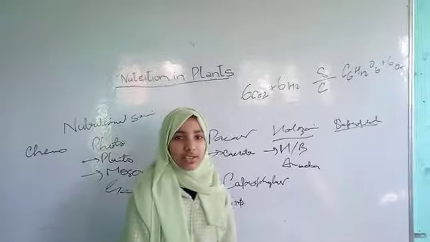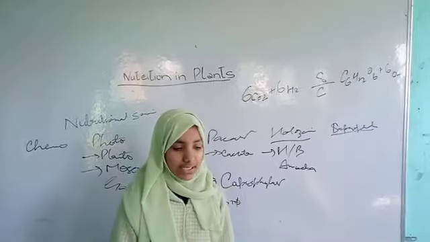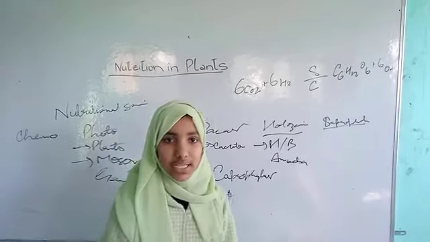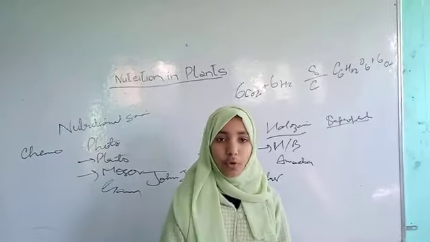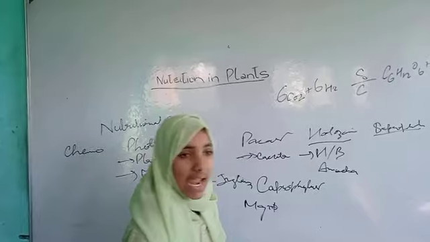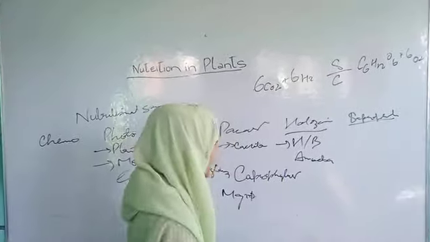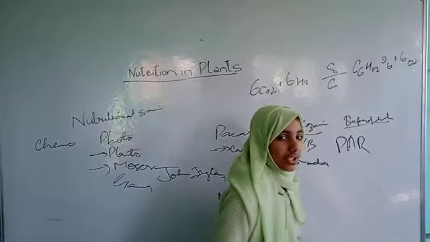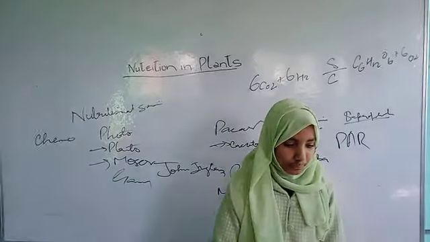And next is factors affecting photosynthesis. The very first one is temperature and intensity of light. With increasing temperature, photosynthesis first increases, and after attaining maximum value, if the temperature further increases, the rate of photosynthesis decreases. And the spectrum of light used by plants for photosynthesis is PAR, photosynthetically active radiation, and it's abbreviated as PAR.